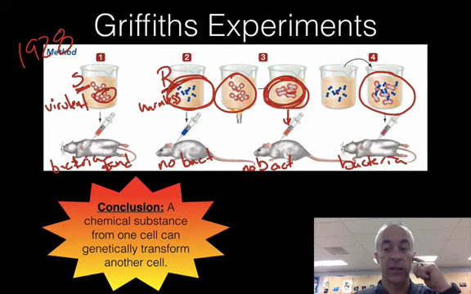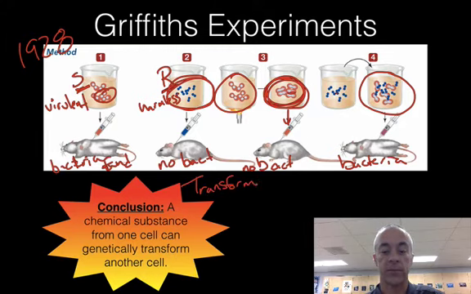So the conclusion that he came up with here was that a chemical substance from one cell can genetically transform another cell. And that's exactly what we call this process: when the DNA of one organism changes another, we call that process transformation.